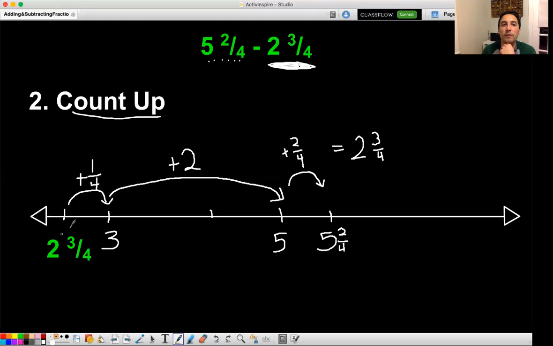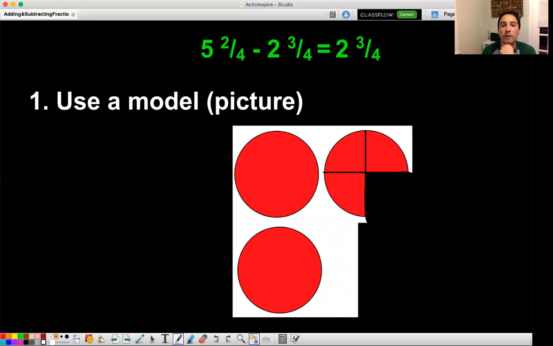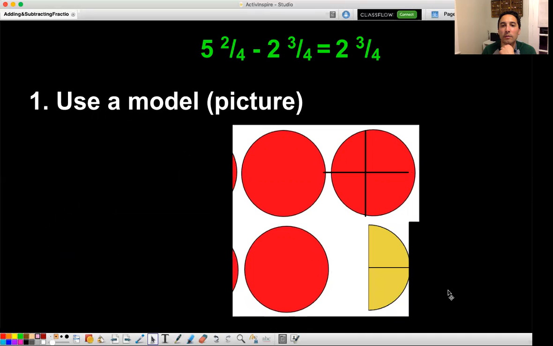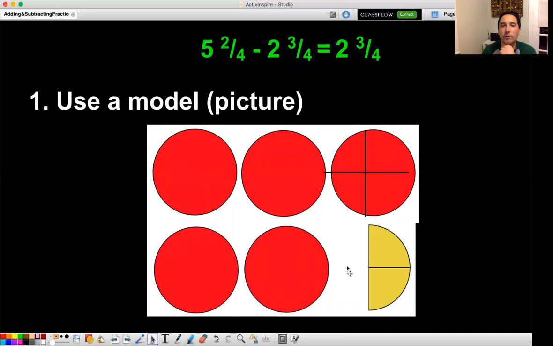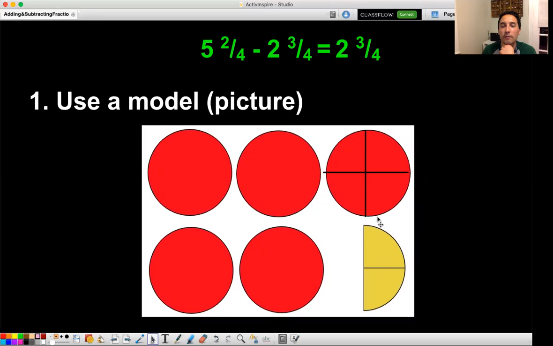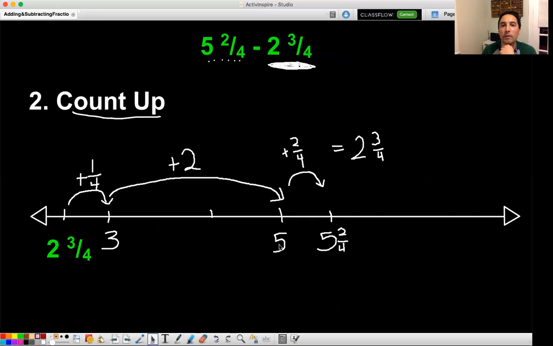I got it differently, but it's kind of the same because I had my 2/4 and my 1/4 that I did separately. Here, I did my 2/4 here and 1/4 here. 1/4, 2/4 to get 3/4. 2 3/4, counting up. All right.